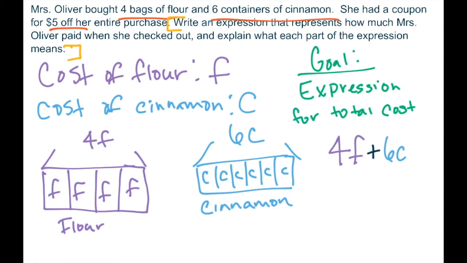And again, I still have the $5 off coupon. So I'm going to take away $5 from my total cost. So our expression that would represent this story is 4F plus 6C minus 5, where 4F is the cost of my flour, 6C is the total cost of my cinnamon, and minus 5 represents that $5 off coupon.